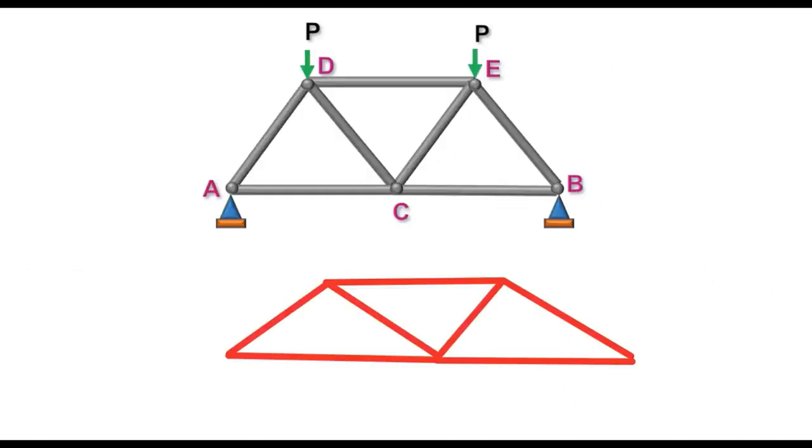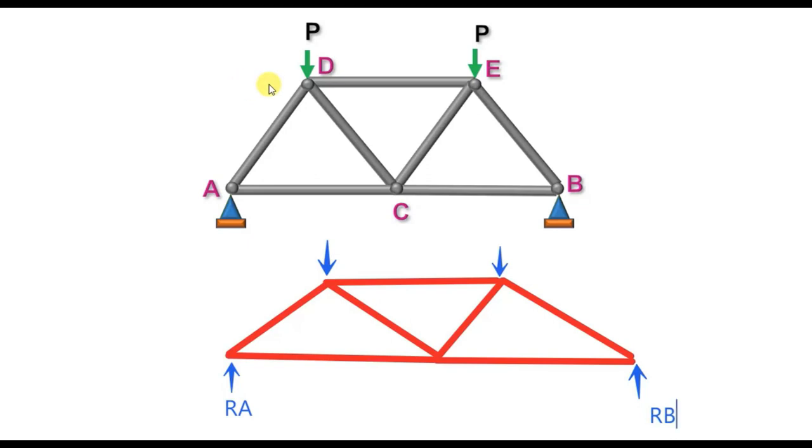Next, let's look into the free body diagram for the truss. So you have to isolate the truss from the support, and then let's apply the load. So the load P is acting at joint D and joint E. So these are the externally applied loads, and let's look into the support reactions. So here we have the support reactions RA and RB. This is RA, this is RB.